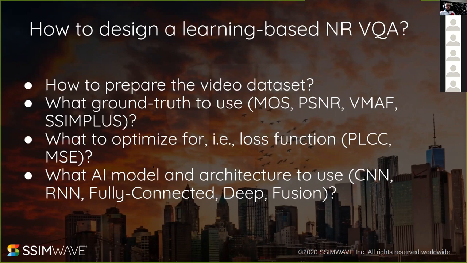The fourth and the last question that you want to ask yourself while designing a learning-based NR VQA is what model and what architecture are you going to use? The model question might be a little bit easier than the architecture, because neural networks, especially convolutional neural networks, are well established and are actually meant to be designed for image processing in general.